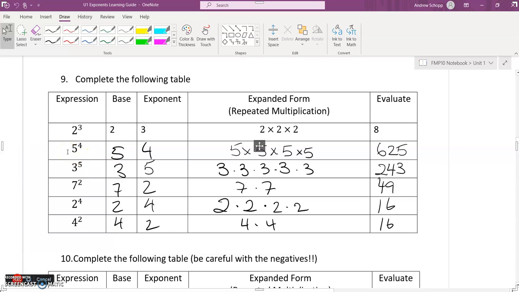Hopefully everything lines up. If we look at row 3 here, we can see 3 to the power of 5. The base is 3, the exponent is 5, and that is the same as 3 times 3 times 3 times 3 times 3, or 3 times itself 5 times. And if we evaluate that, we get 243.